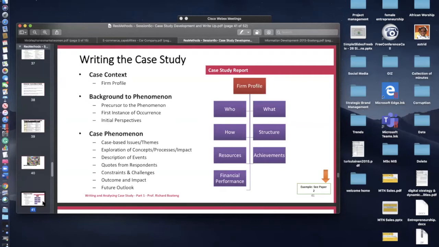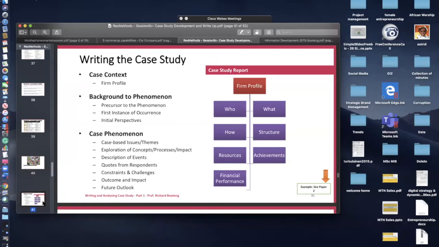Then you go on to the phenomenon of study. What are you trying to study? How did it begin? So you see, you are studying something like electronic commerce. How did it begin? If you are studying something like transformational leadership in the public sector, and you are looking at a particular public sector, you want to ask questions like, how did it begin? So that's where you may want to start from. So what's the background to the phenomenon?